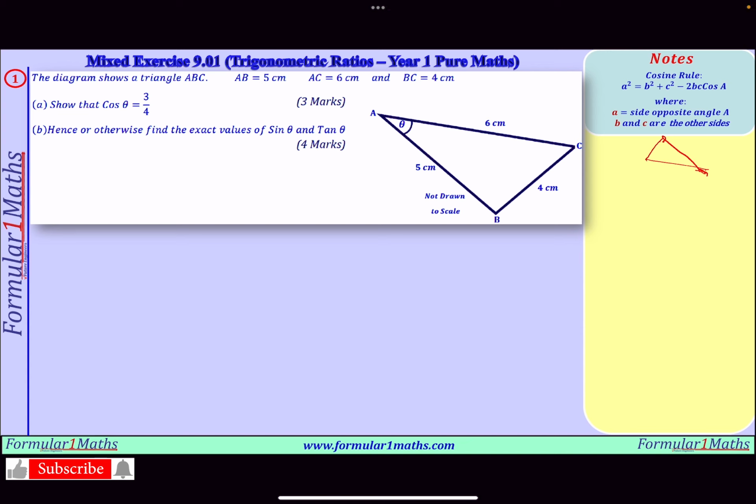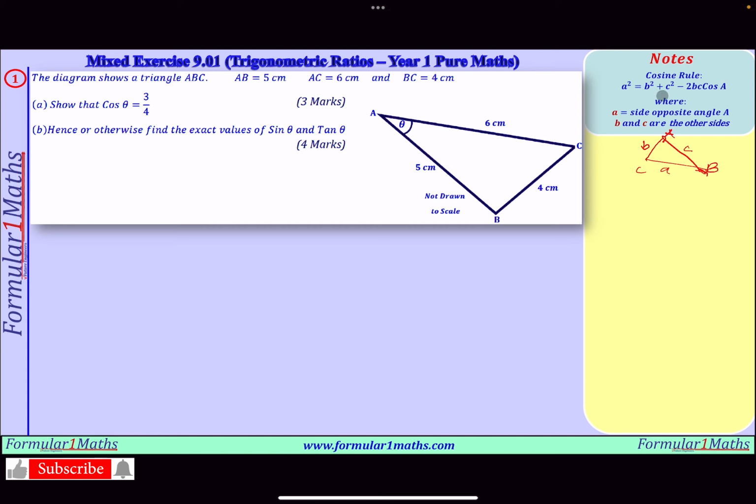and I label the vertices A, B, and C, this side facing the angle A is lowercase a, and this side facing angle B is lowercase b, and the final side, which is facing angle C, is lowercase c. So with this information in this triangle, I'm going to substitute theta for uppercase A, and that means I will have to substitute 4 for lowercase a over here. Then I can substitute 5 for b and 6 for c.